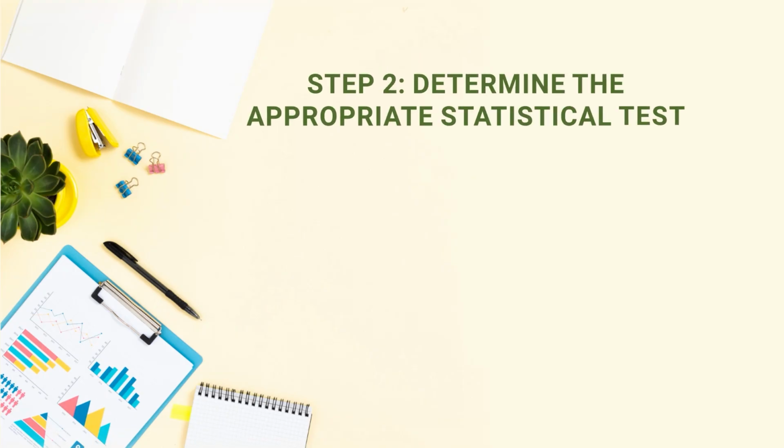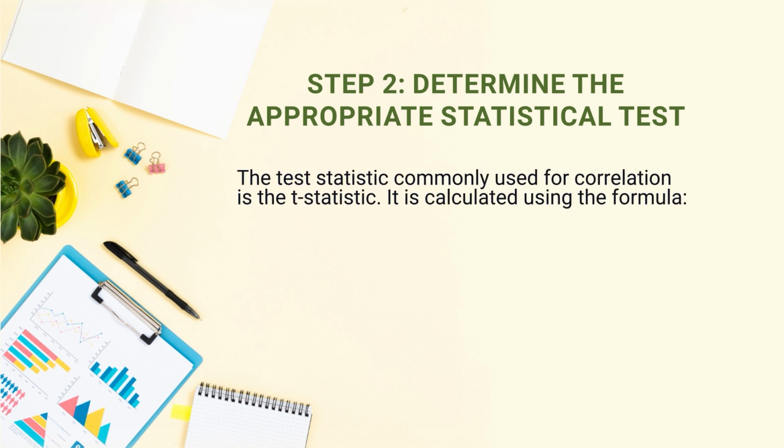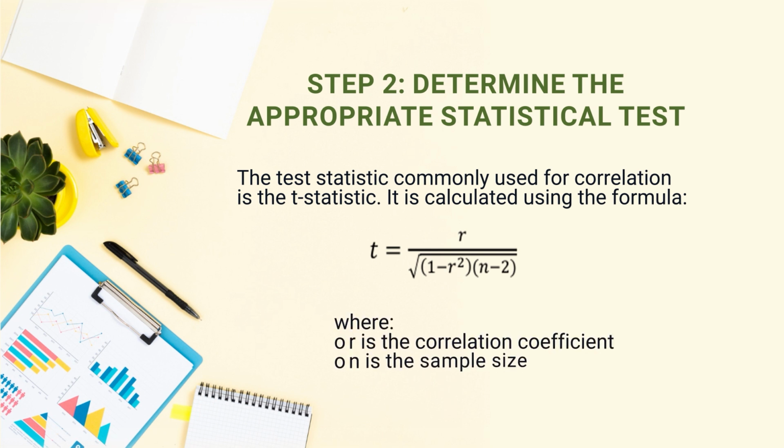In step 2, we have to determine the appropriate statistical test. The test statistic commonly used for correlation is the t statistic, and it is calculated using the formula t is equal to R divided by the square root of (1 minus R square) divided by (n minus 2), where R is the correlation coefficient and n is the sample size.